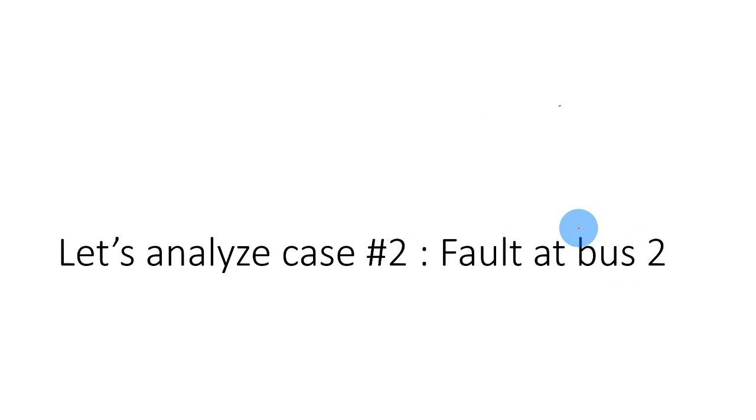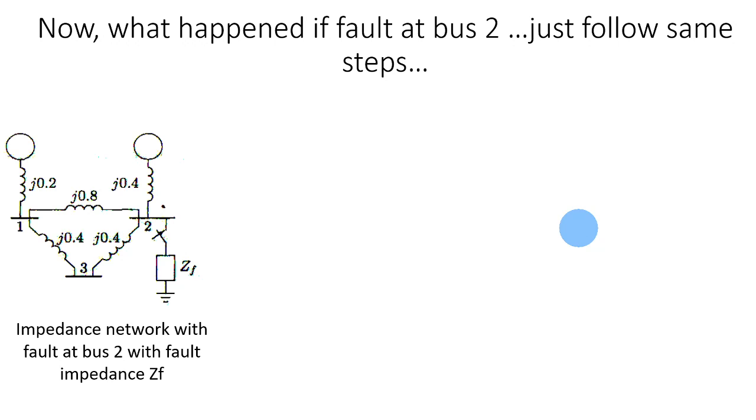Okay, so now let's go on to the next case: what will happen to the buses if the fault occurs at bus number 2? The first step is that we follow the same steps as before, we just switch the location of our fault. Instead of bus 3, we now simulate what will happen to the voltage at all the buses and how much current is flowing through all the branches if the fault occurs at bus number 2.